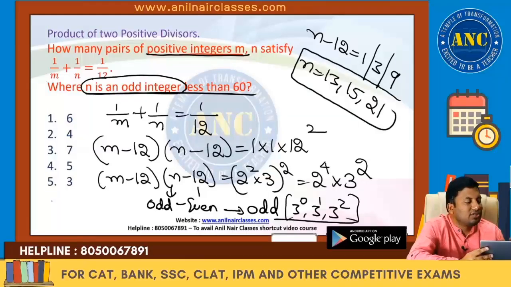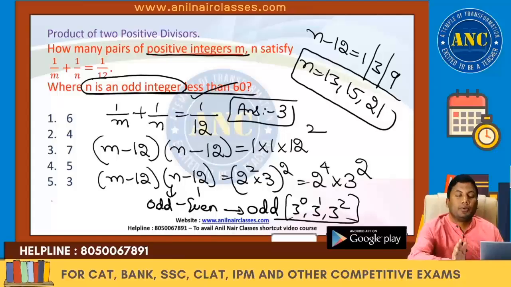Are all the values less than 60? Yes. So the answer for this question is 3. I hope you got the idea. Idea clear, right? Next one.